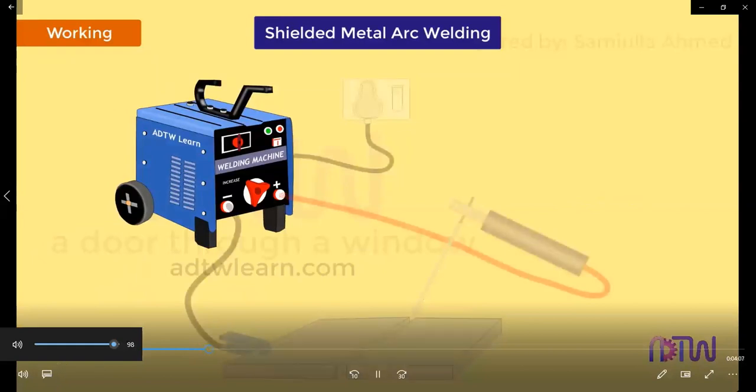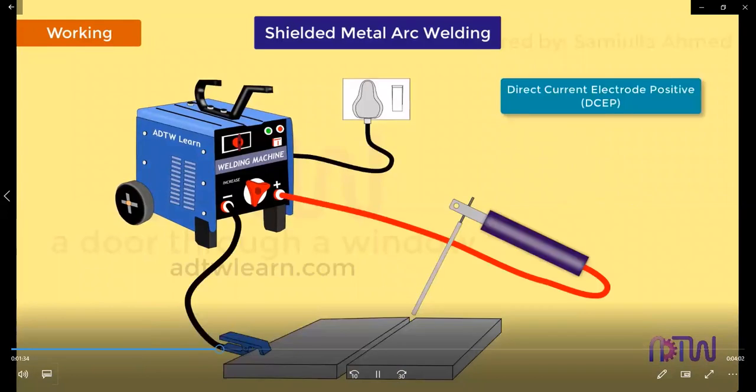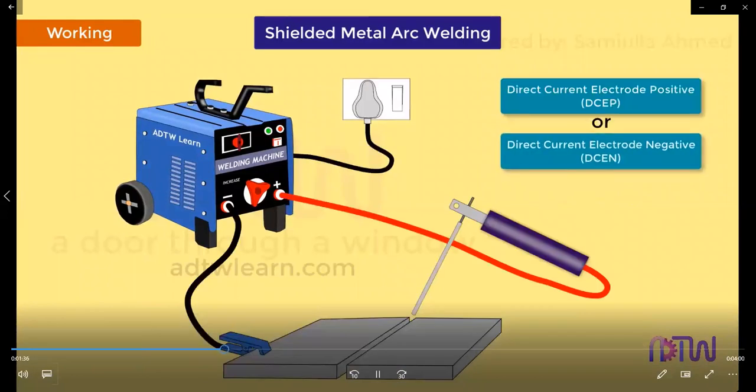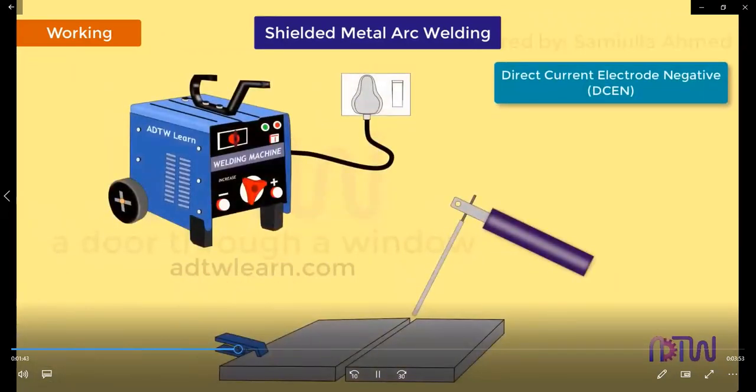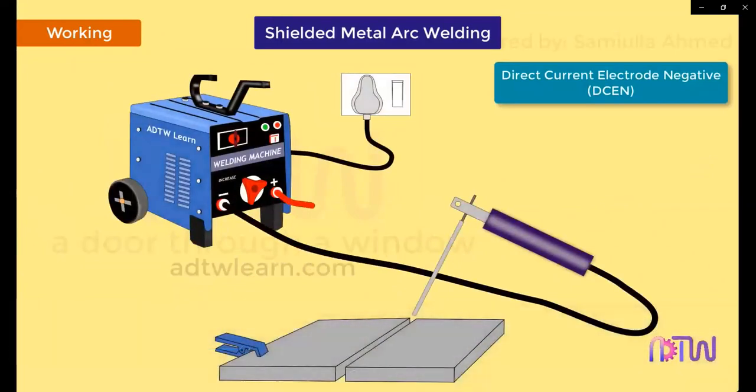The welding can be carried out by using either direct current electrode positive (DCEP) or direct current electrode negative (DCEN) connection. In DCEN, the electrode is connected to the negative terminal and the workpiece is connected to the positive terminal. The electrons thus travel from the negative terminal to the positive terminal, that is, from the electrode to the workpiece.